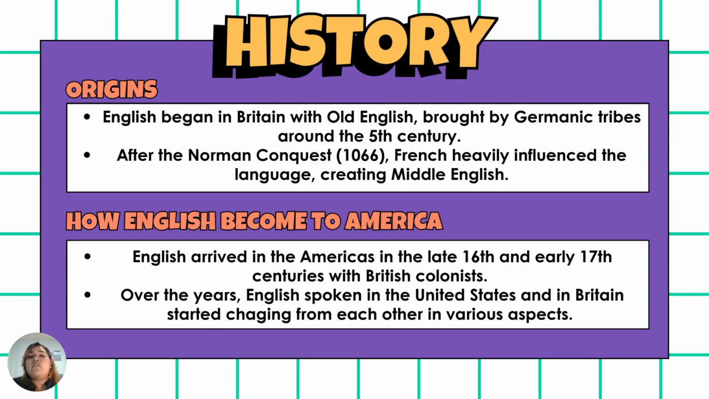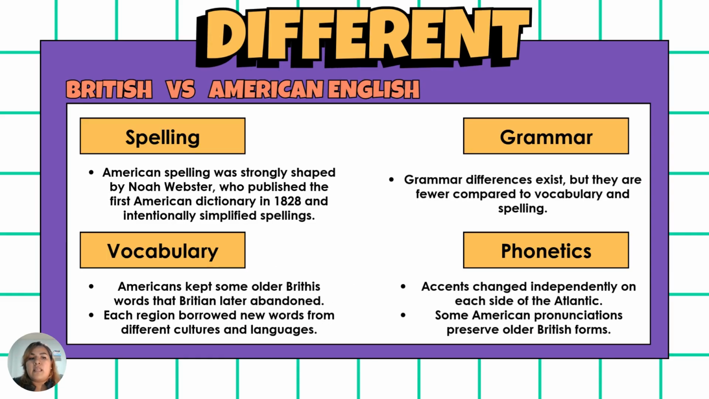How did English come to America? Well, English arrived in America in the late 16th and early 17th century with British colonists. Over the years, English spoken in the United States and in Britain started changing from each other in various aspects. What aspects? Well, in spelling, vocabulary, grammar, and phonetics.